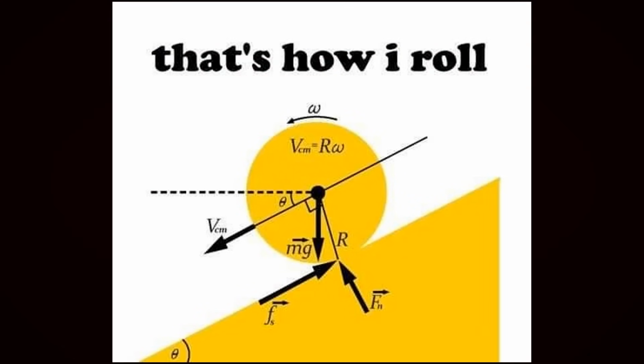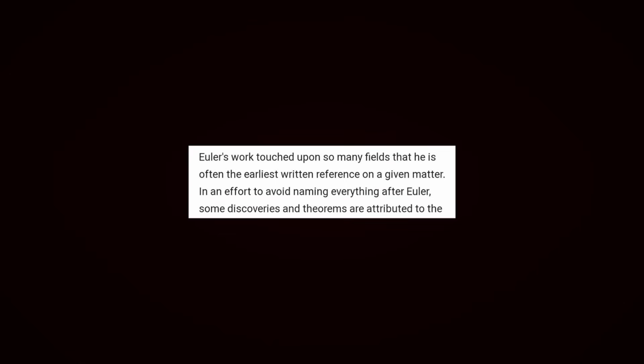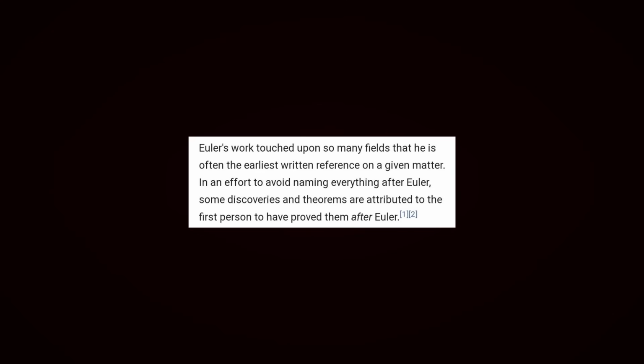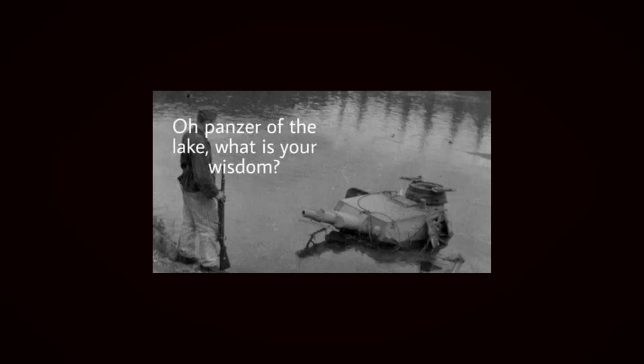That's how I roll. Euler's work touched upon so many fields that he is often the earliest written reference on a given matter, in an effort to avoid naming everything after Euler. Some discoveries and theorems are attributed to the first person to have proved them after Euler. Euler, suffering from success.